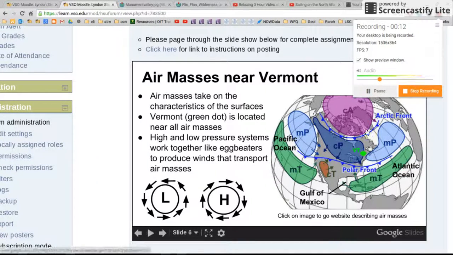We begin by discussing the air masses influencing the state of Vermont, which is shown by the green dot over here. There are four main air masses that affect Vermont, the first being this continental polar air mass, the second being this marine polar air mass seen here over the Atlantic. The third is the moist or marine tropical air mass, which can be found over the Gulf of Mexico and the tropical Atlantic. Finally, there is the dry continental tropical air mass, which develops over the southwestern portion of the United States.